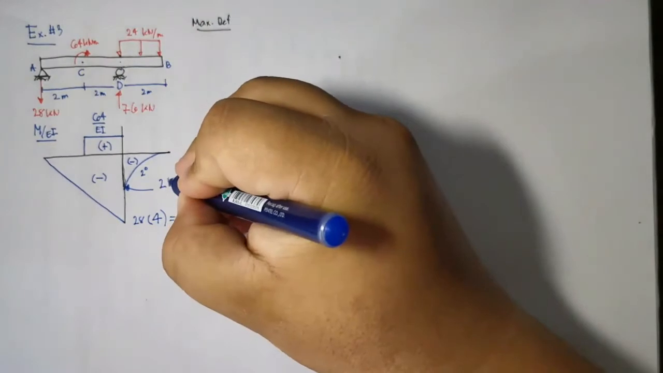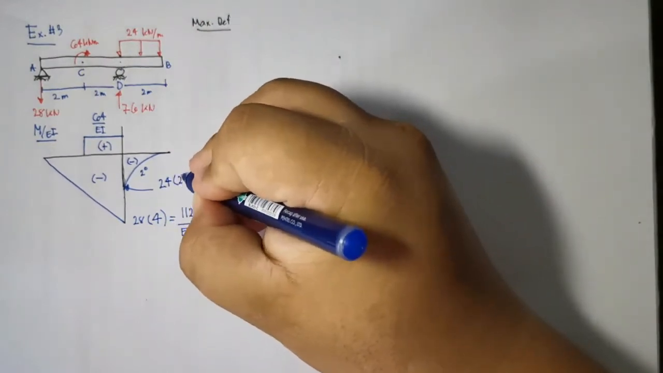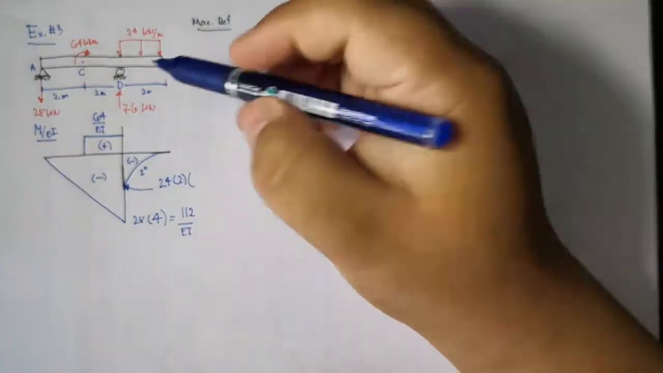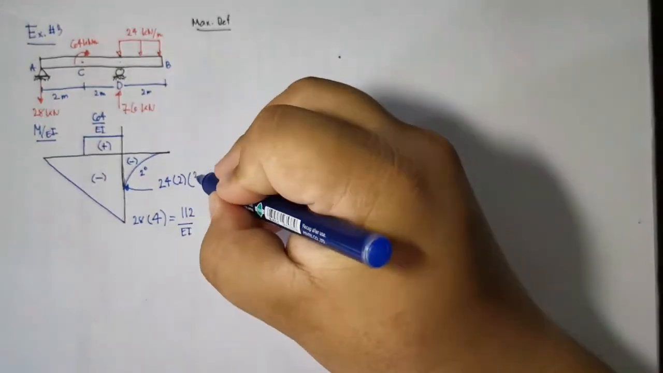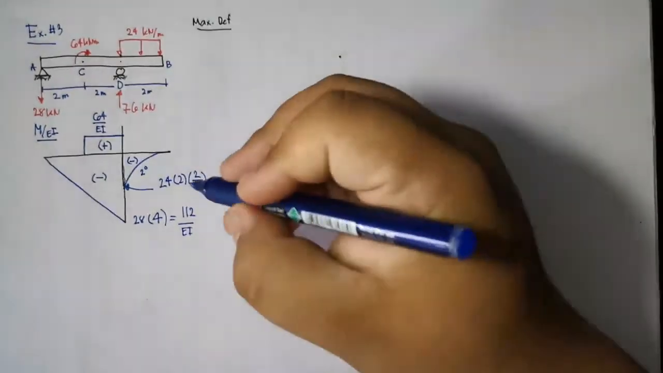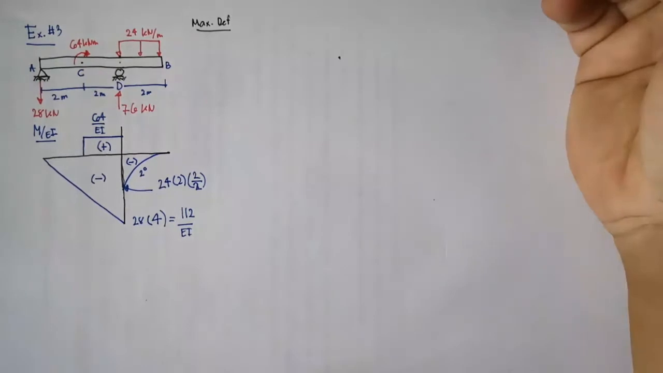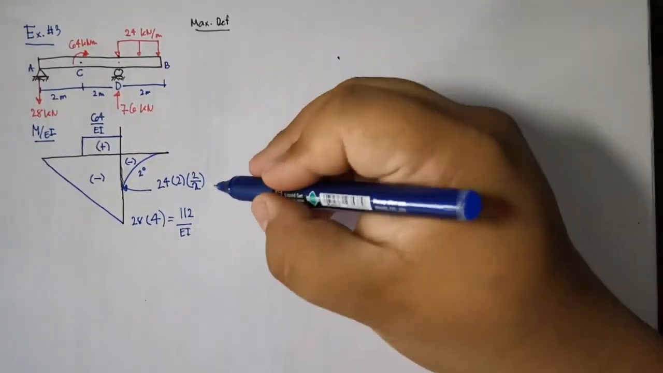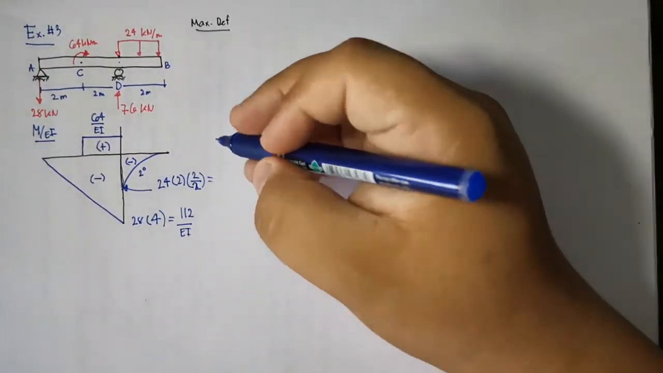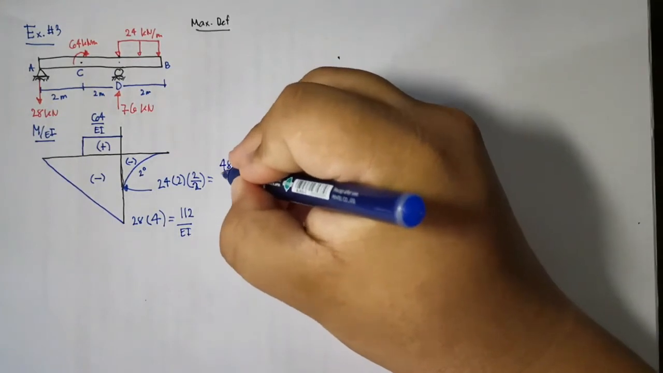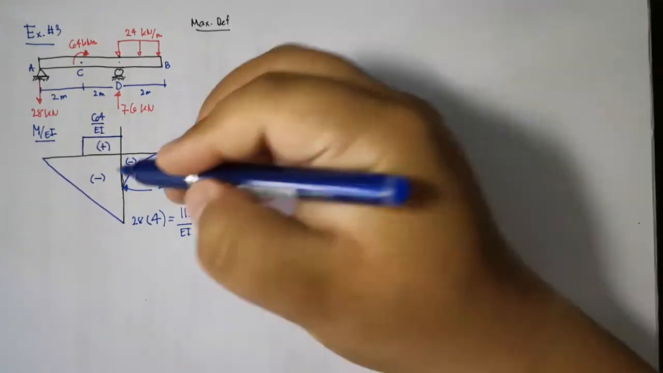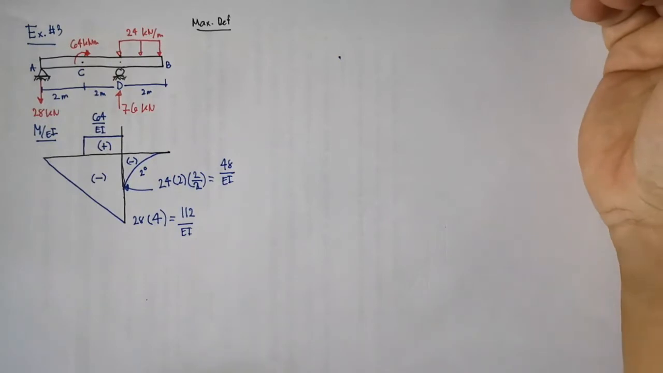So, that would be 24 times 2, force times moment arm. The moment arm is 2 over 2, so one half of 2. This would be 48 over EI, which is the value of the moment there. So, our M over EI diagram is now complete.